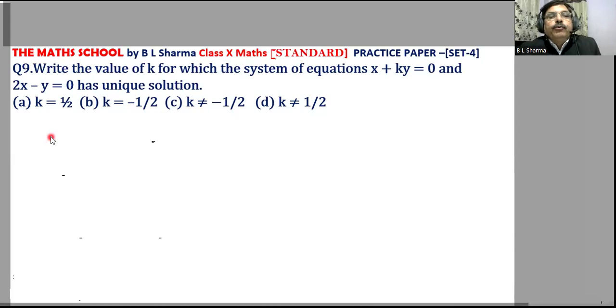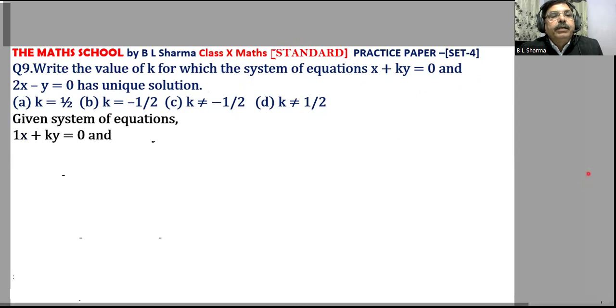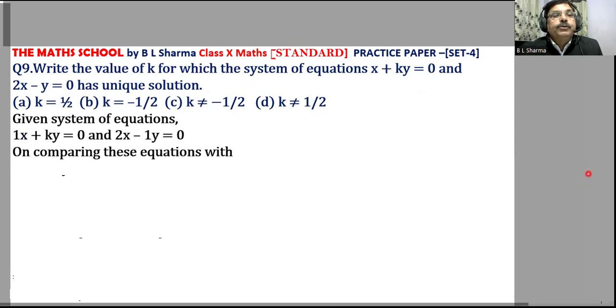Write the value of k for which the system of equations x plus ky equals 0 and 2x minus y has a unique solution. What will be the value of k? First of all, we have to identify a1, b1, c1, a2, b2, c2.